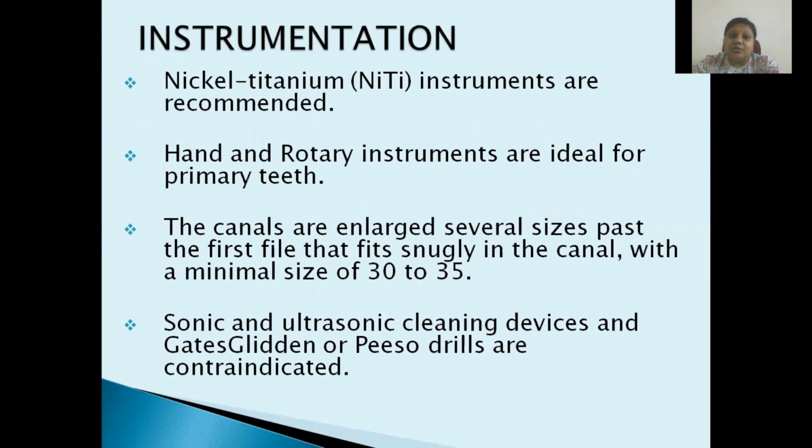Instrumentation. The nickel titanium, or commonly known NiTi files, are recommended for deciduous dentition. Hand and rotary instruments are ideal for primary teeth. The canals are enlarged several sizes past the first file that snugly fits into the canal, with a minimal size of 30 to 35. Sonic and ultrasonic cleaning devices and Gates-Glidden or piezo drills are contraindicated in a primary tooth.